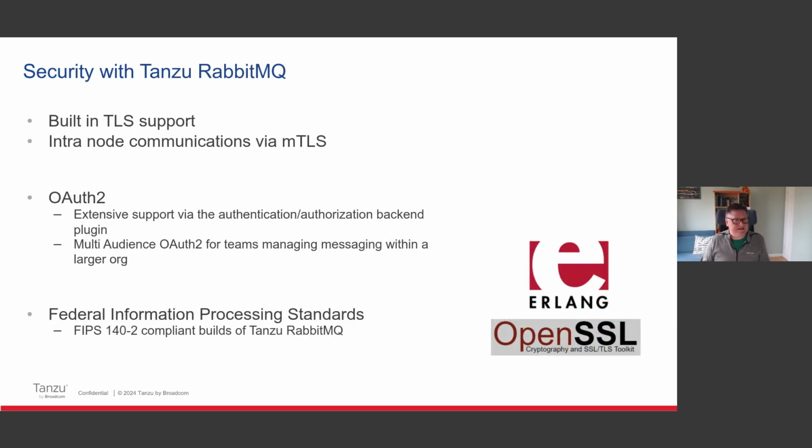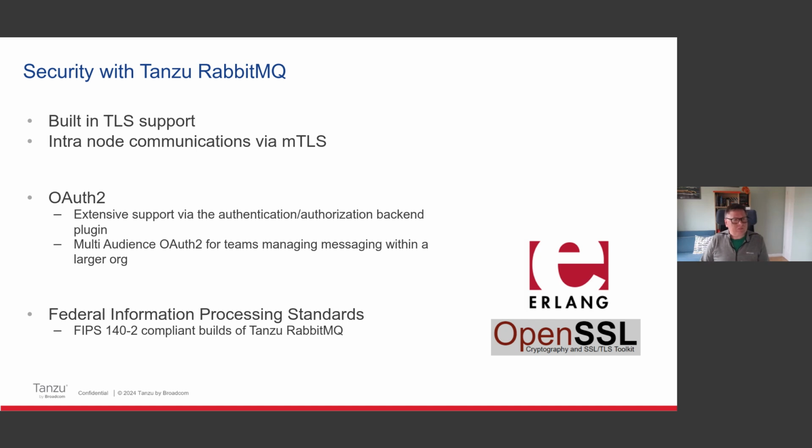Now, security is one of the major concerns that any financial organization has. And RabbitMQ has quite a few security features built into it. It has built-in support for transport layer security. And in fact, intra-cluster security uses mutual transport layer security, or mTLS. We have quite a bit of functionality around OAuth 2. The RabbitMQ authentication backend plugin lets clients and users authenticate and authorize using a JWT token for OAuth 2.